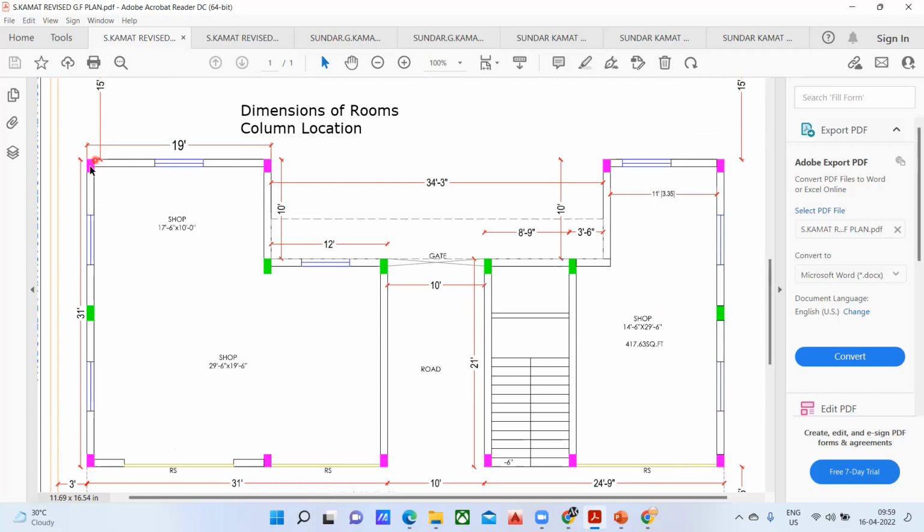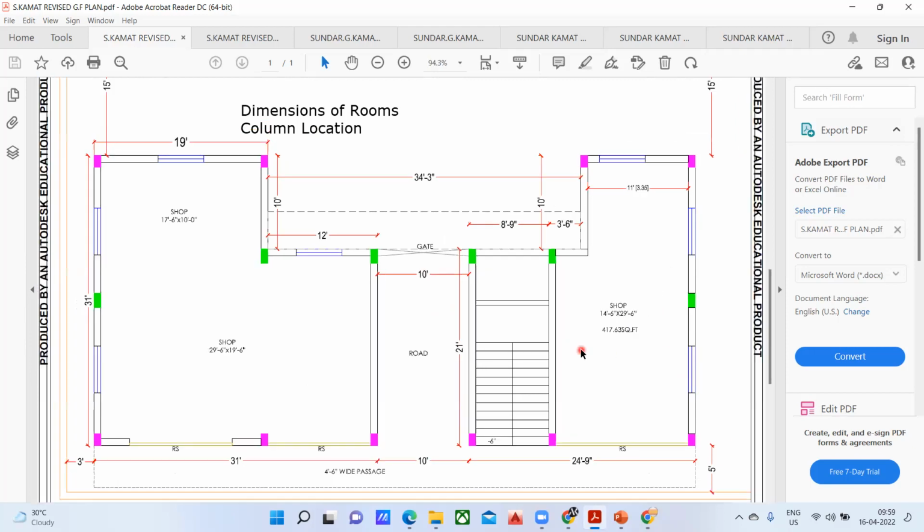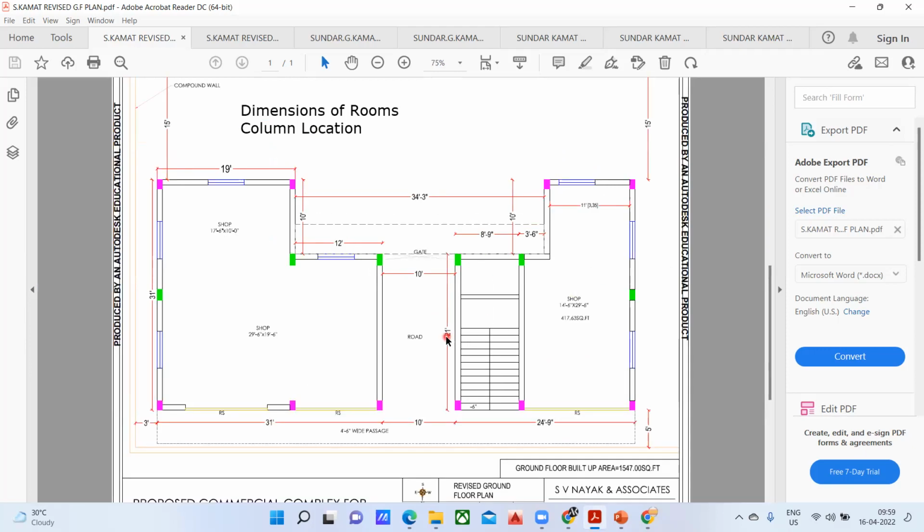Now you check out the columns here. We can see a column here, right? We can see one more column here, a column here, a column here, and the green ones are also columns. Now here you can see a purple color column, whereas these are my green color columns. This is for better understanding. Usually when we draw any plan, we'll have different column sizes, right? Let us say it's a 9 inch by 15 inch, or a 9 inch by 12 inch, or a 9 inch by 18 inch.